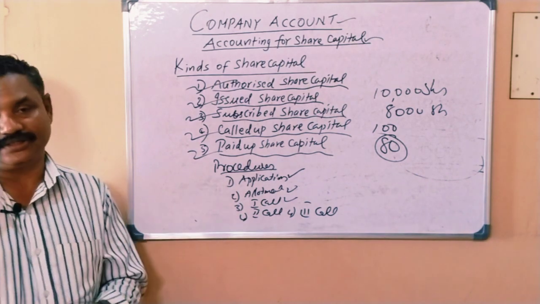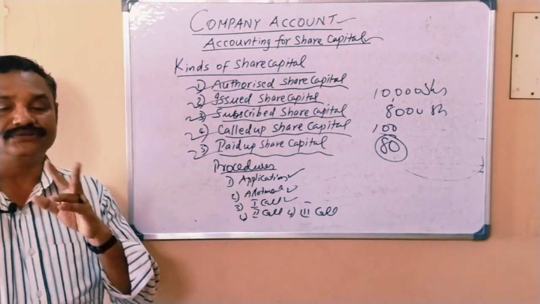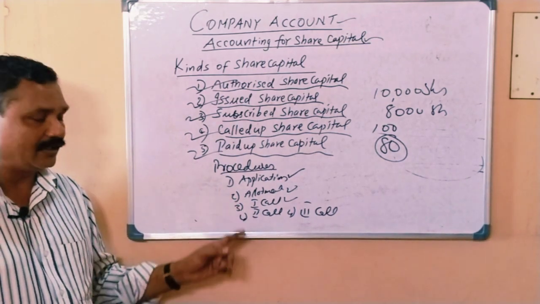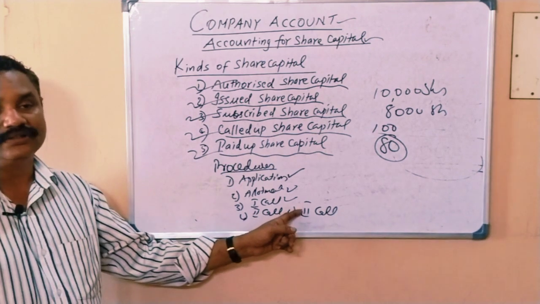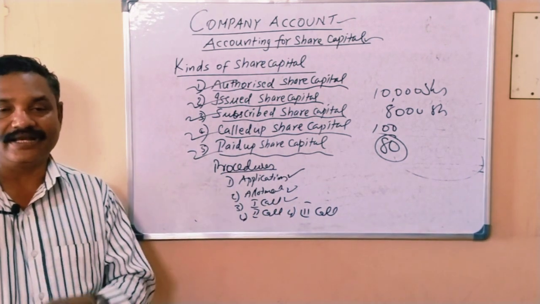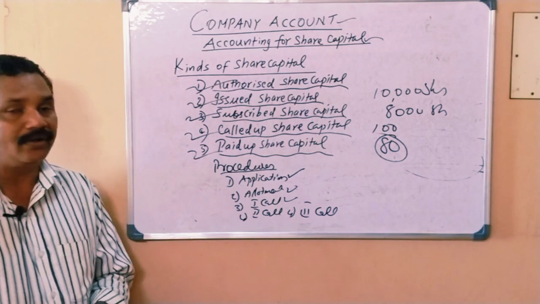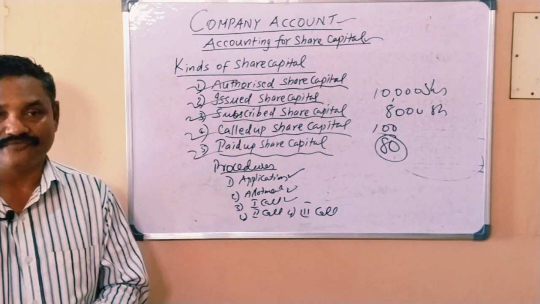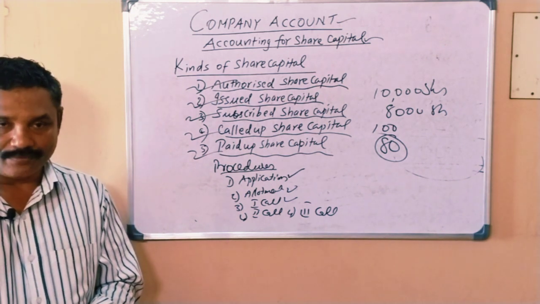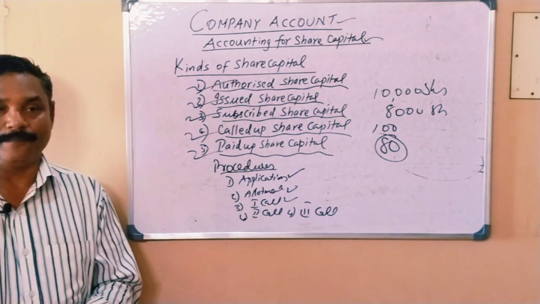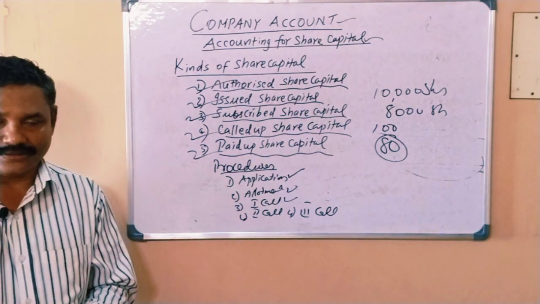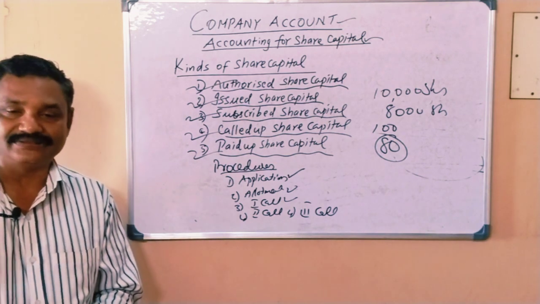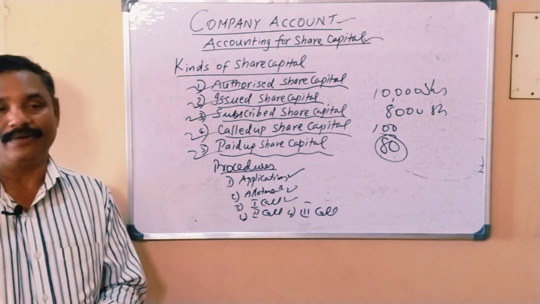In these 5 steps, we have 2 journal entries each: application time 2 journal entries, allotment 2, first call 2, second call 2, final call 2. The first journal entry will come like this. When the company receives share application money: bank account debit to share application money. It means receiving share application money from the public.